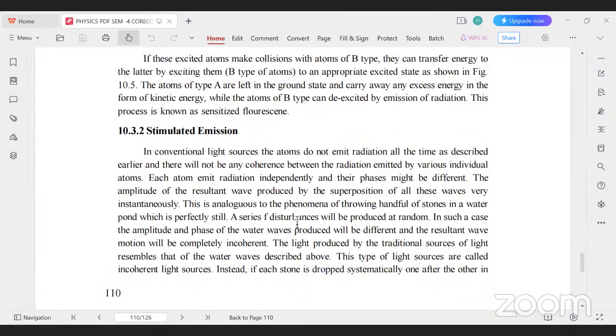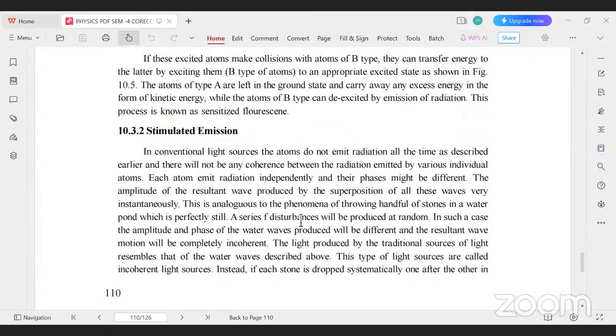The light produced by that. The reason they have given the example of throwing stones in the water is that if we throw stone by stone into the water, the frequency will differ from one stone to another. It takes time. All at a time it is also thrown. Also the speed of the energy will flow according to the stone. So the light produced is incoherent, which is nothing but no equal frequency and no equal amplitude. The light produced by traditional sources of light resembles that of the water waves described above. This type of light source is called an incoherent light source.